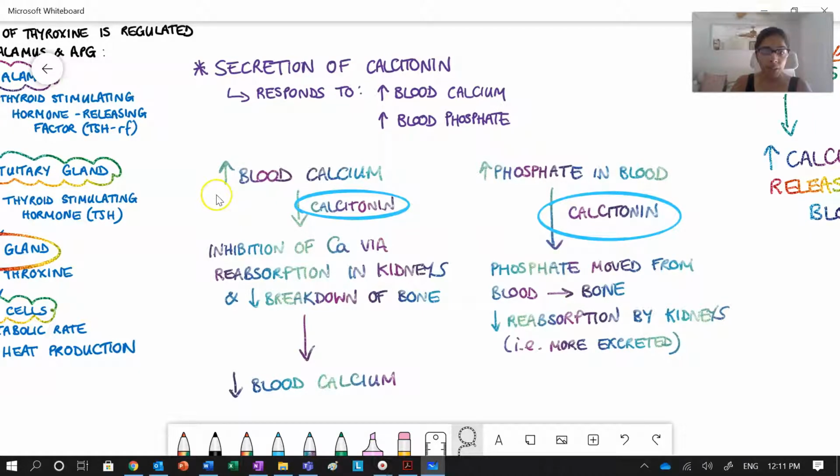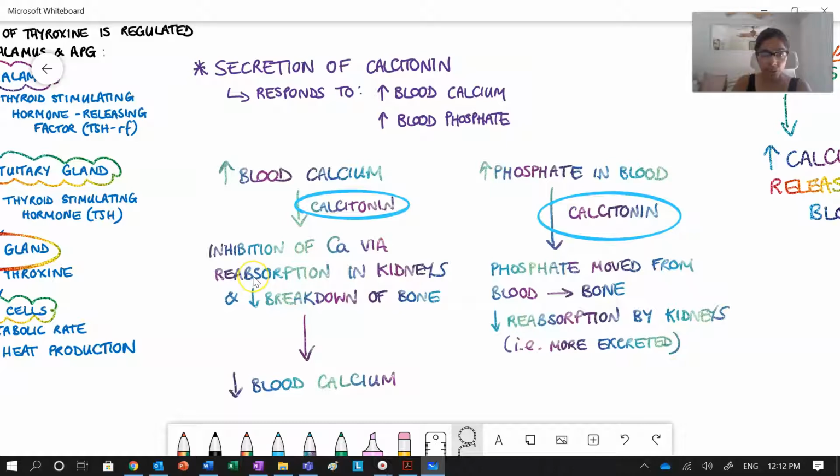If the levels of calcium in the blood get too high, the thyroid gland stimulates an increase in production of the hormone calcitonin. Calcitonin will then travel in the bloodstream and it will target the kidneys and the bones, and what it will do, it will prevent or inhibit calcium reabsorption from the kidneys. So basically what that means is the kidneys will excrete more calcium in urine and it will put less calcium back into the bloodstream through that process of reabsorption.